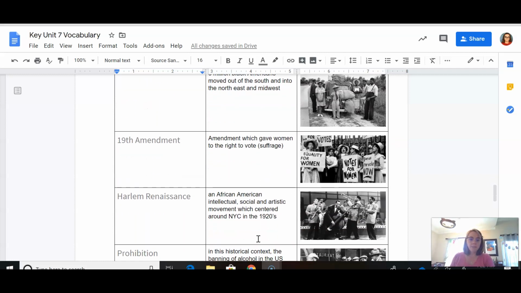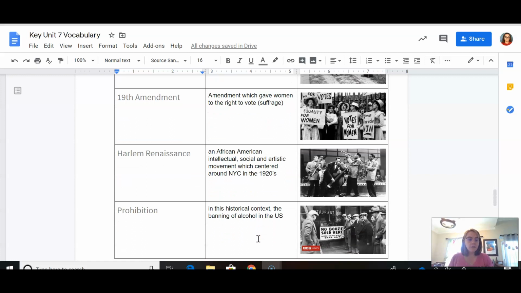The 19th Amendment gave women the right to vote. That's called suffrage. Suffrage does not mean to suffer. Suffrage is the right to vote. And the 19th Amendment gave women the right to vote. Actually, it says that you cannot be forbidden the right to vote based on your gender or your sex.